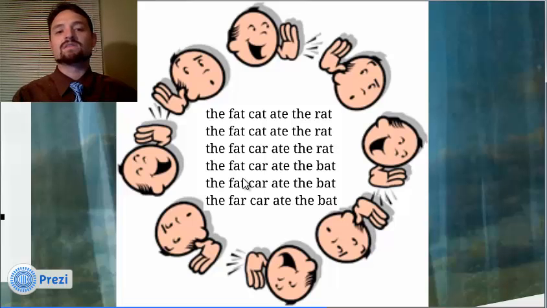So now the next one says the fat car ate the bat. All of a sudden now there's a new mutation that's taken place. So now instead of it saying rat, now it says bat. So now the fat car ate the bat. And then eventually we got the far car ate the bat.